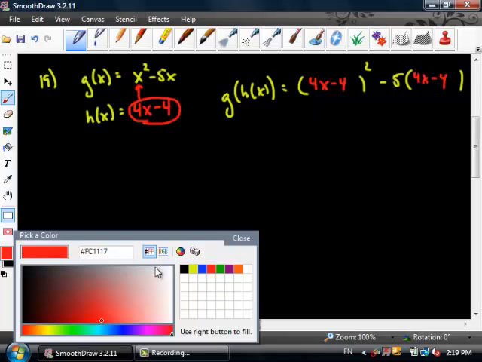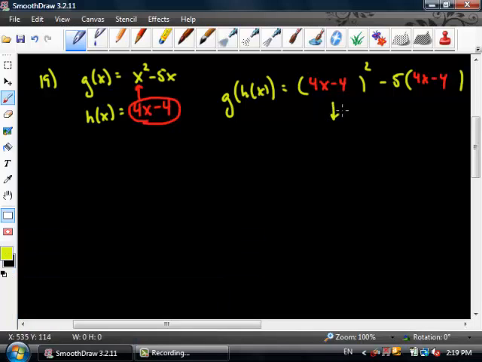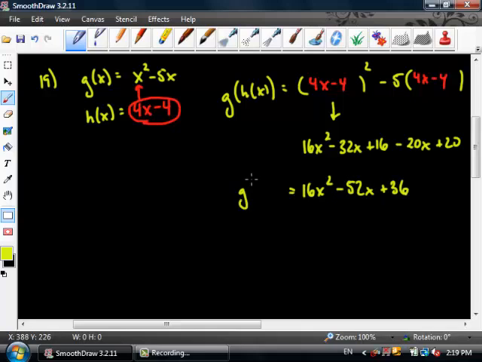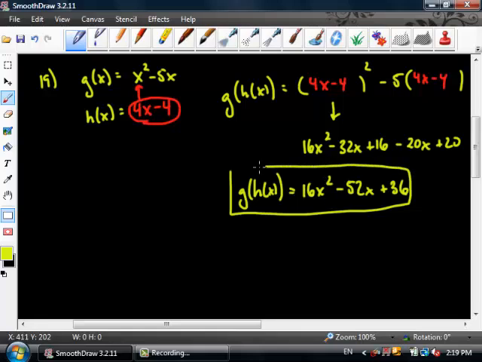Okay, so now we have to FOIL this out, and I'm going to do this quickly. This is 16x squared minus, let's see here, 4 times 4 is 16, minus 32x plus 16, minus 20x plus 20. And now we just simplify it all out. 16x squared minus 52x plus 36 equals g of h of x. Any questions about that?